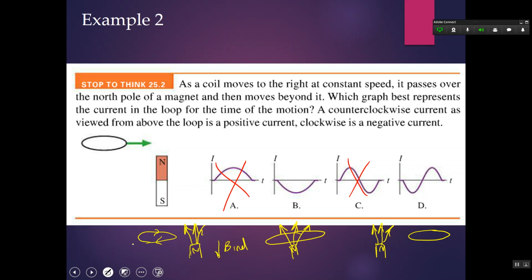B induced is going to be up. So here we go. B induced is going to be up. And if my B induced is up, back around, now I'm going in the other direction. And that's counterclockwise, which means that it's positive. So it was positive at a certain point. So my answer could therefore only be D.